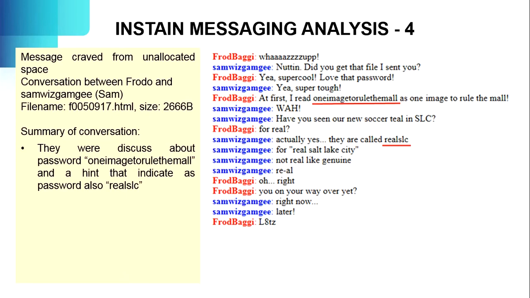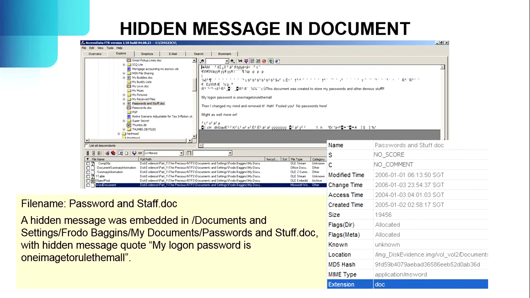Instant Messaging Analysis 4. Message carved from unallocated space. Conversation between Frodo and Sam. File name F0050917.html. Size 2666 bytes. Summary of the conversation: they discuss a password, "one image to rule them all", and a hint that indicates a password also, "real SLC". Hidden message in the documents.